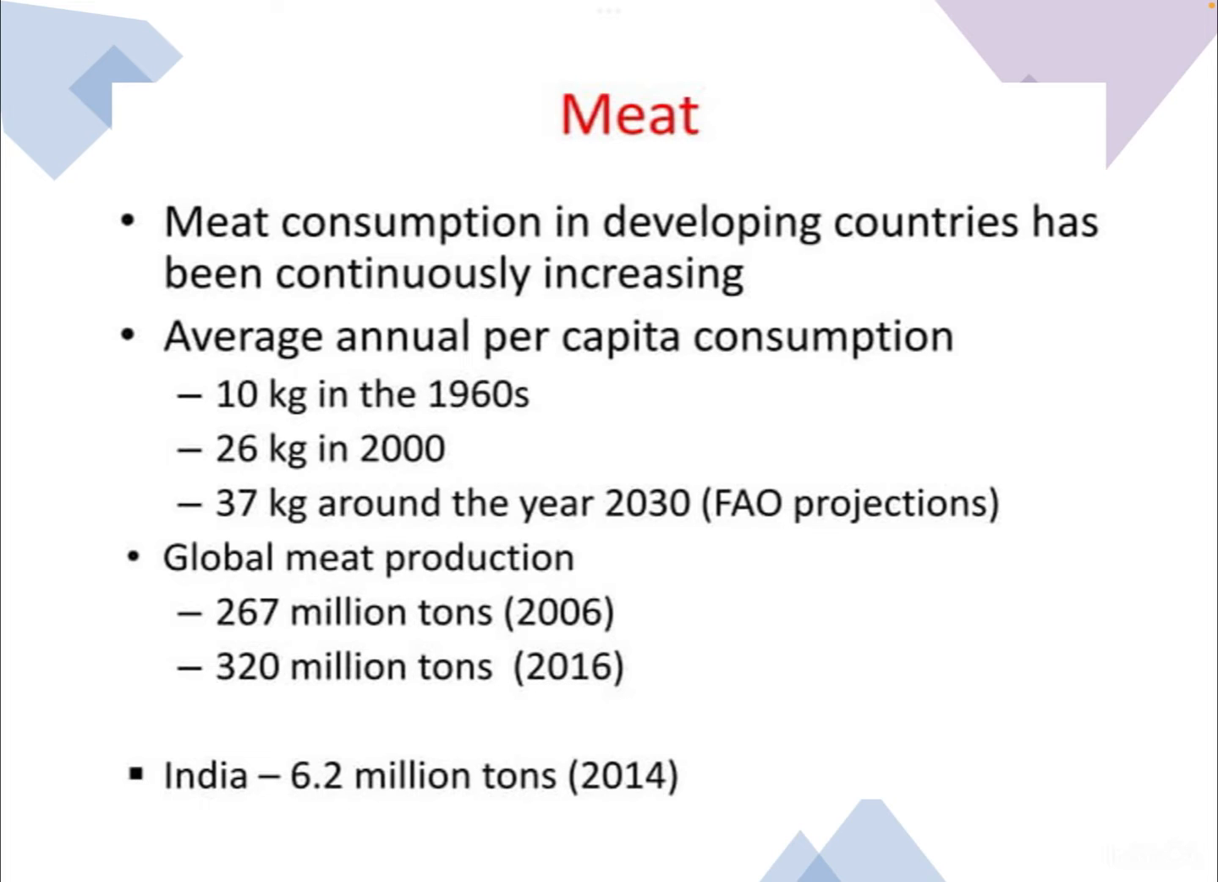Also, if we see the global meat production, in the year 2006 we had 267 million tons of meat being produced, which rose to 320 million tons in 2016. If we talk about the basic scenario of our country, in the year 2014 we had 6.2 million tons of meat being produced. If we compare to other countries, although we have a comparatively lower consumption of meat, we have good livestock. This gives an immense scope to the meat processing industries to produce meat. Also, we happen to be one of the largest exporters of various kinds of meat. So this gives us an important aspect to study the meat industry and meat as a particular food.